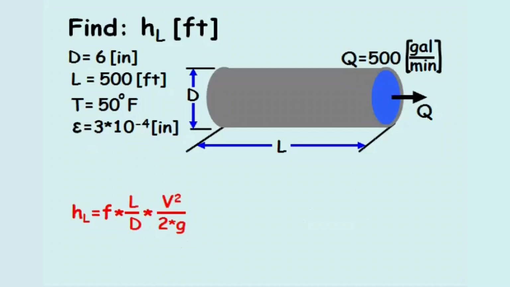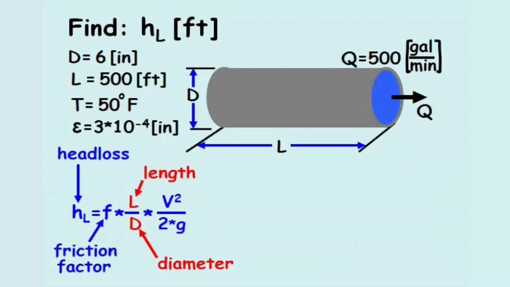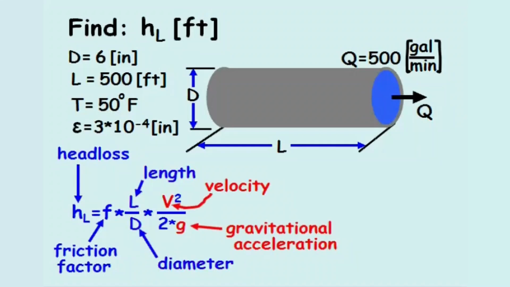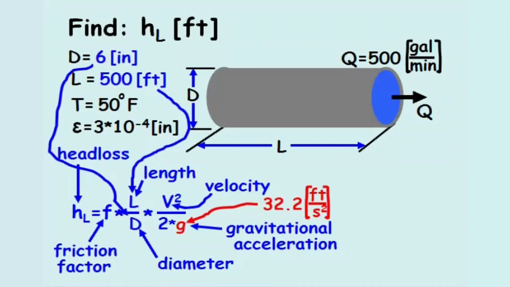A head loss equation for flow through a pressurized pipe is the head loss equals the friction factor times the length divided by the diameter times the velocity squared divided by 2 times the gravitational acceleration. The problem statement provides the length and the diameter, and we also know the gravitational acceleration. So we need to determine the friction factor and the velocity.